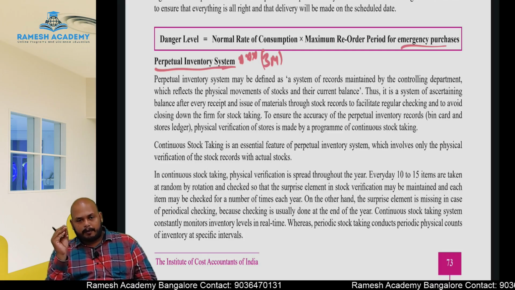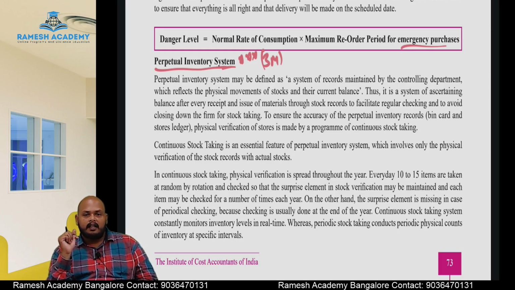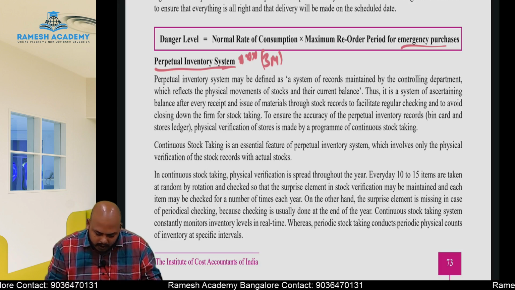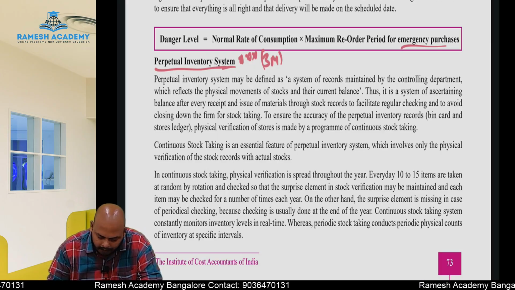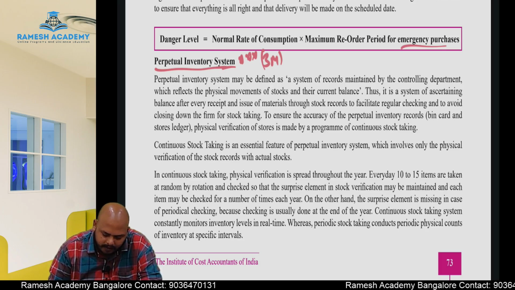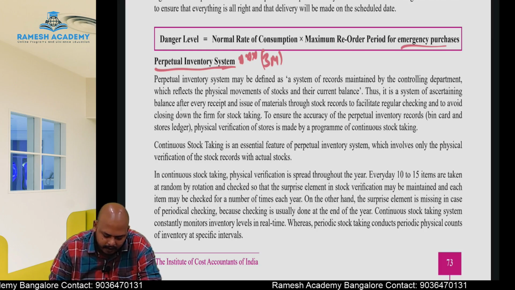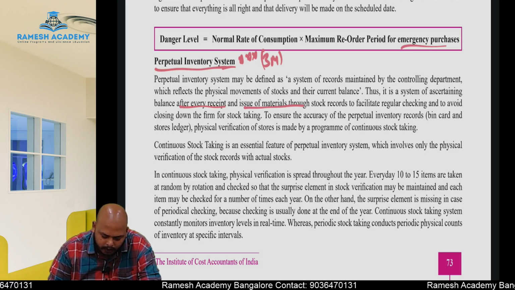So what do you mean by this perpetual inventory system, sir? Continuous verification of stock. They will be verifying the stock continuously, and this system will be known as the perpetual inventory system. Let's go through this. Perpetual inventory system may be defined as a system of records maintained by the controlling department which reflects the physical movement of stocks and their current balance. Thus, it is a system of ascertaining the balance after every receipt and issue of material through stock records to facilitate regular checking and to avoid closing down the firm for stock taking.